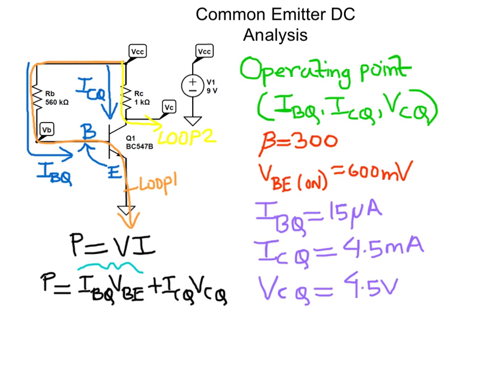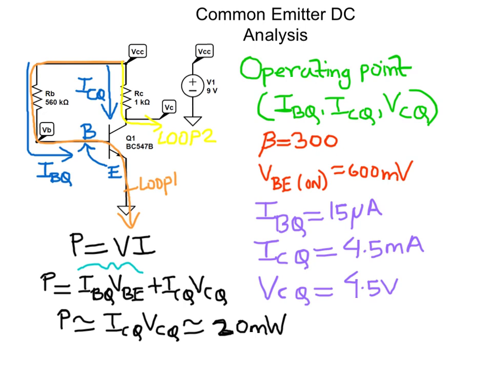We can usually ignore this first term here. This is because the base current is much smaller than the collector current. So the product of the base current and the base emitter junction voltage would be much smaller than the product of the collector current and the collector voltage. So we can write the total power dissipated by the transistor as approximately equal to ICQ times VCQ, which is approximately 20 milliwatts. So this concludes our DC analysis of a simple common emitter amplifier.